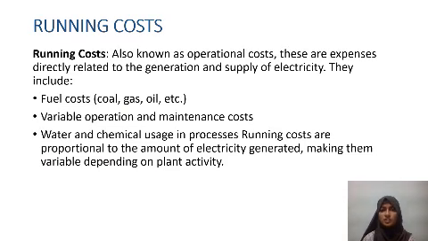And some other points of running cost. Running costs are also known as operational cost. These are expenses directly related to the generation and supply of electricity. They include, number one, fuel costs, for example coal, gas, oil, etc. Next is variable operation and maintenance cost. And last is water and chemical usage in processes. Running costs are proportional to the amount of electricity generated, making them variable depending on the plant activity.